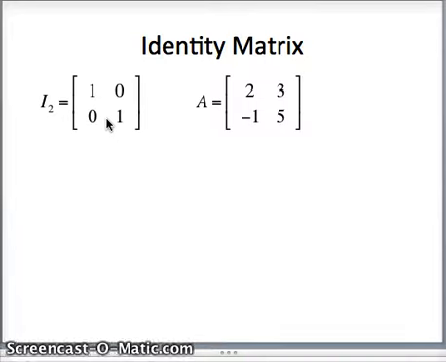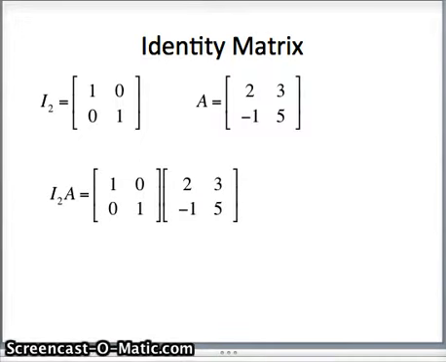In multiplication, the identity is 1. 1 times a number is that number. 7 times 1 is 7. 5 times 1 is 5. But in matrix multiplication, the identity for 2 by 2 matrices is 1, 0, 0, 1. So let's take a look at how this behaves.